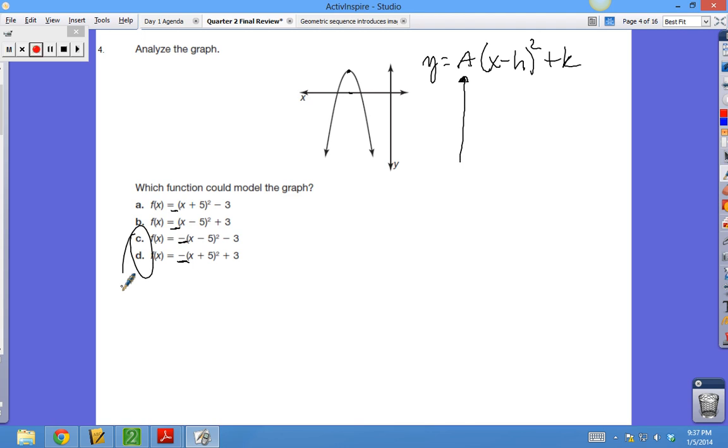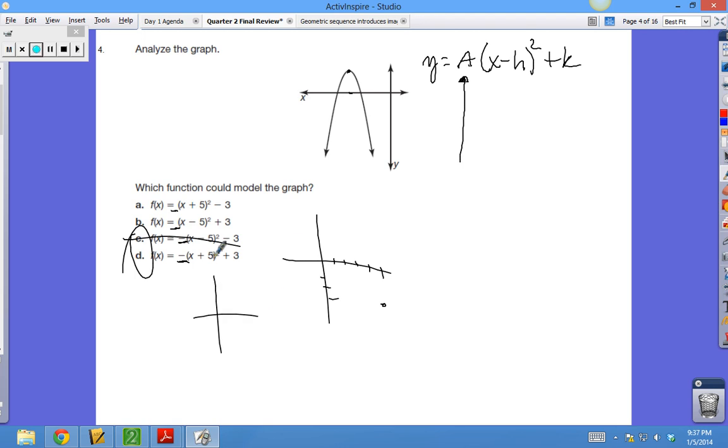Now look at C. C is x minus 5 in parentheses. So if I draw a picture of C real quick, minus 5, does that tell you to go left 5 or right 5? And it tells you to actually go right 5. And then minus 3 is down 3. So your vertex is right there. So it is not C.